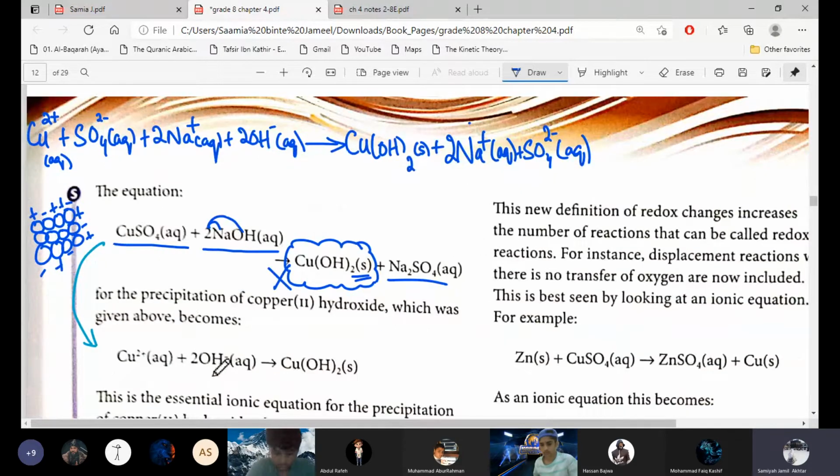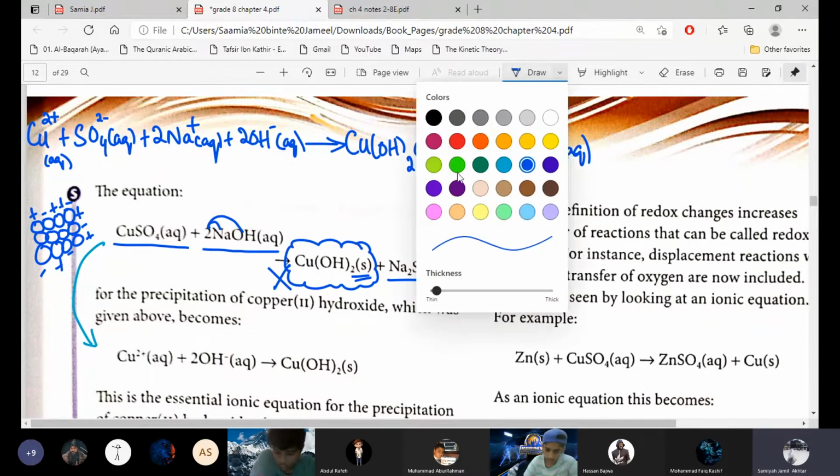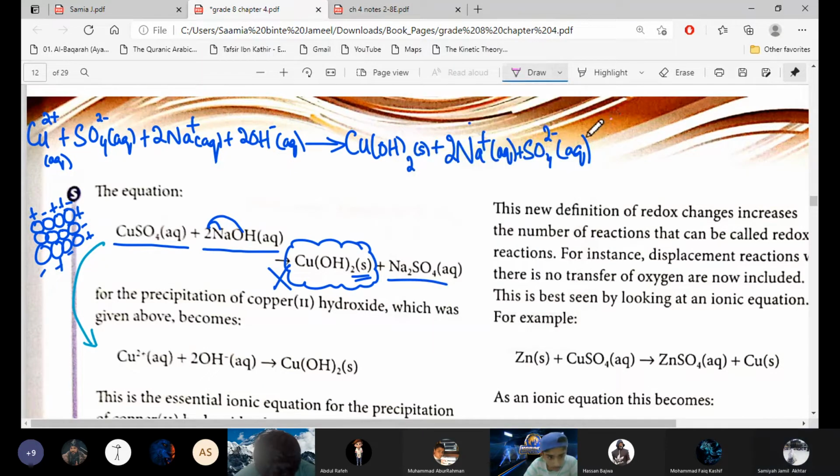How to obtain this final ionic equation. So this is the middle step. You will split them into their ions. Now you will cancel the spectator ions. Tell me what the spectator ions are, which are the same on both sides. We'll cancel them out. 2Na and 2Na on both sides.